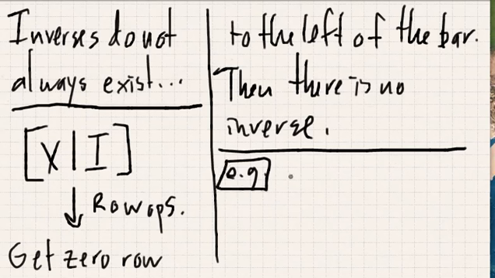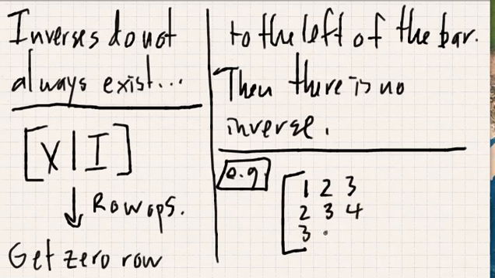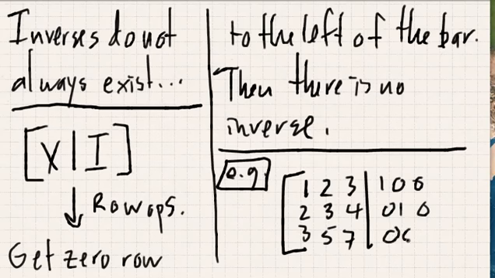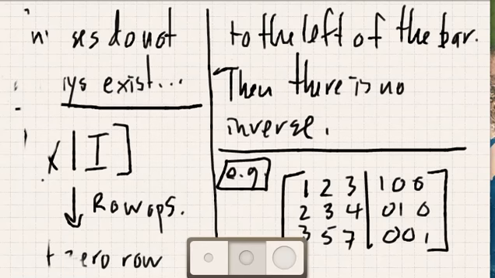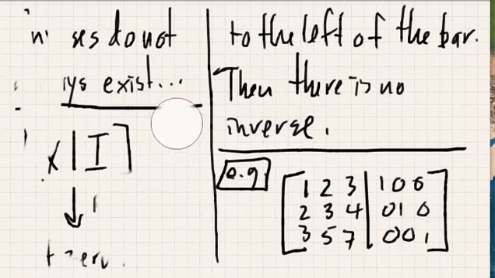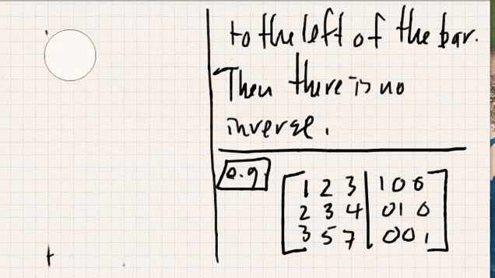Let's say we're looking at the matrix 1, 2, 3, 2, 3, 4, and 3, 5, 7. And let's pretend that we were looking for its inverse. In fact, let's look for its inverse. Well, what's the first thing that I'm going to do here? Let me make my eraser bigger. What will the first thing that I do here be?